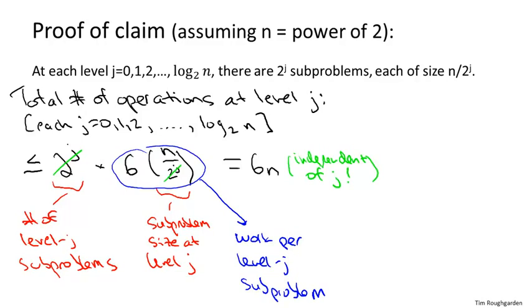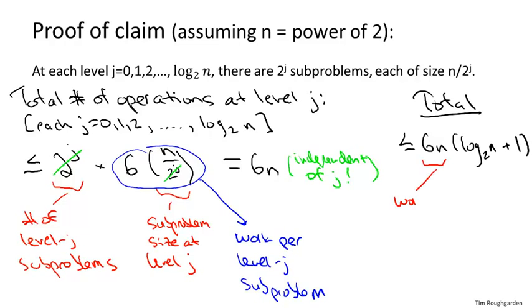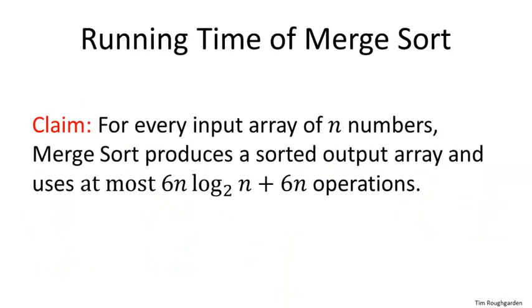Now, here's why that's so cool, right? We don't really care about the amount of work just at a given level. We care about the amount of work that merge sort does ever, at any level. But if we have a bound on the amount of work at a level which is independent of the level, then our overall bound is really easy. We just take the number of levels, and we know what that is. It's exactly log base 2 of n plus 1. Remember, the levels are 0 through log base 2 of n inclusive. And then we have an upper bound 6n for each of those log n plus 1 levels. So if we expand out this quantity, we get exactly the upper bound that was claimed earlier, namely that the number of operations merge sort executes is at most 6n times log base 2 of n plus 6n.